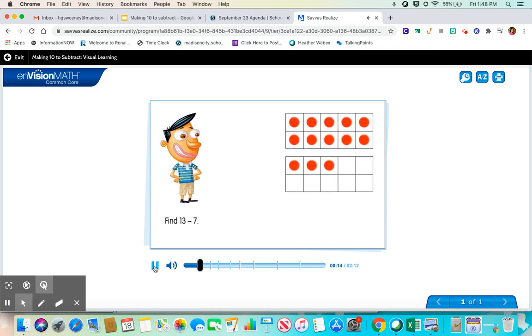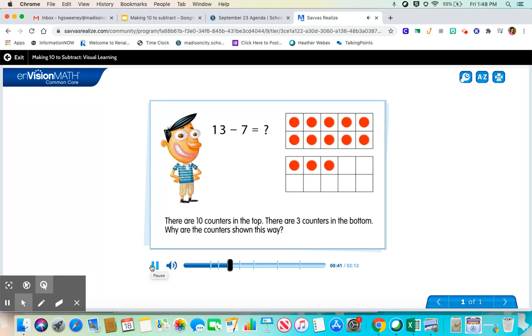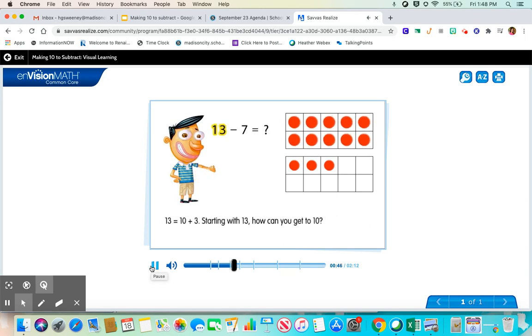Find 13 minus 7. You can use 10 to help you subtract. 13 minus 7 equals. Start with 13. How are the counters shown in the model? Okay, let's continue. There are 10 counters in the top. There are 3 counters in the bottom. Why are the counters shown this way? 13 equals 10 plus 3.